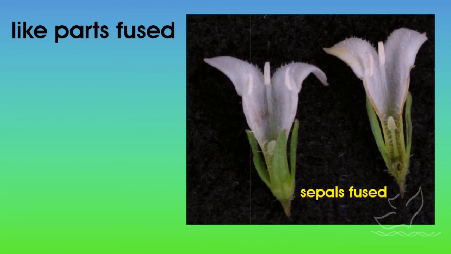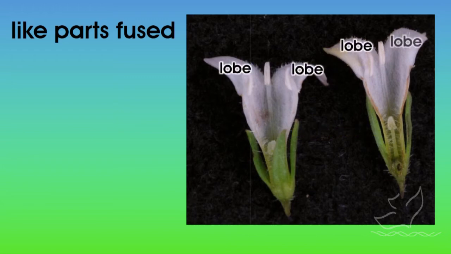Having sepals fused is a very common situation in flowers. You can have petals fused to petals. In this case, about 2/3 of the petal lengths are fused, and the free parts of the petals then are what we call the lobes of the corolla. Having petals fused to petals is also a very common situation in flowers.